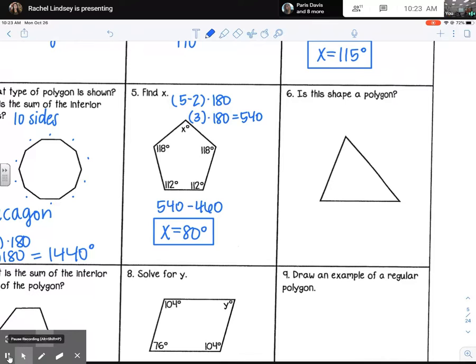Okay, on number 6, is that shape a polygon? Yes. What type of polygon is it? A triangle.